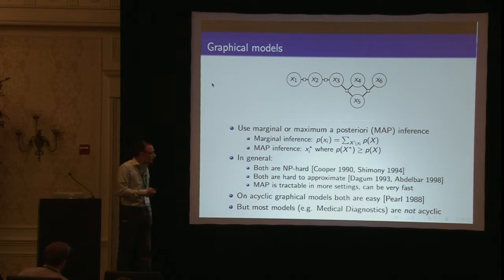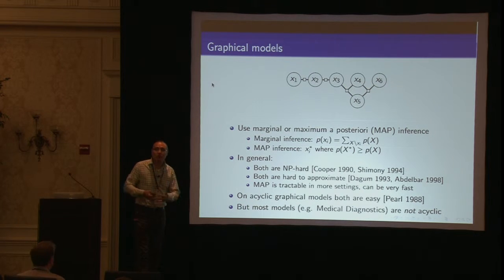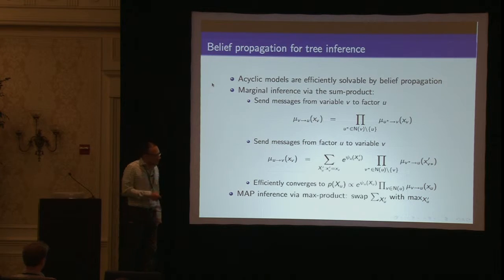Unfortunately, most models we really care about, things like social networks or medical diagnostics networks over symptoms and diseases, all these really juicy, interesting problems are not acyclic. So here's the algorithm people use for acyclic models. This was devised by Pearl and others in the 1990s. It's basically a message passing algorithm commonly called belief propagation.